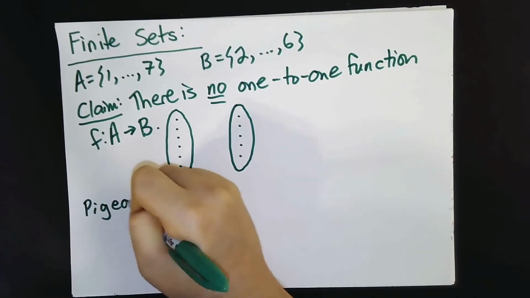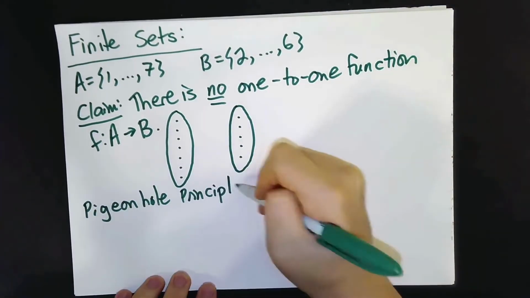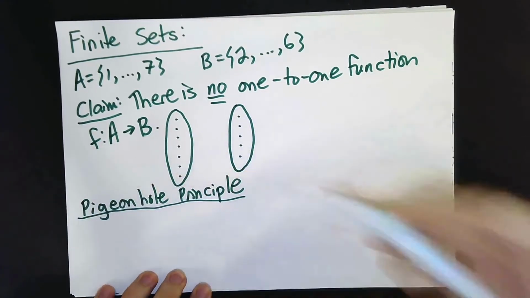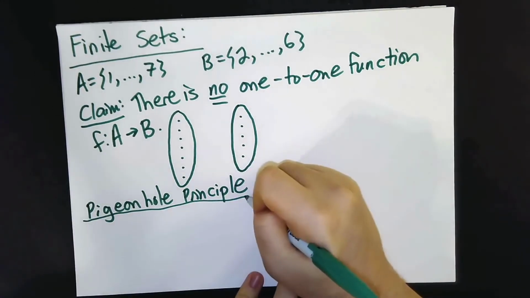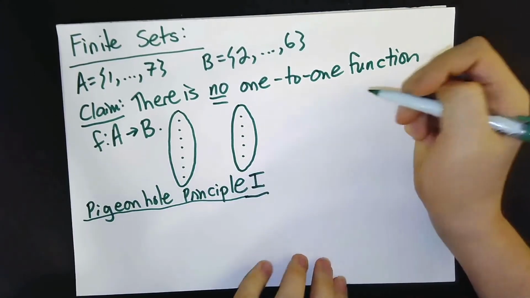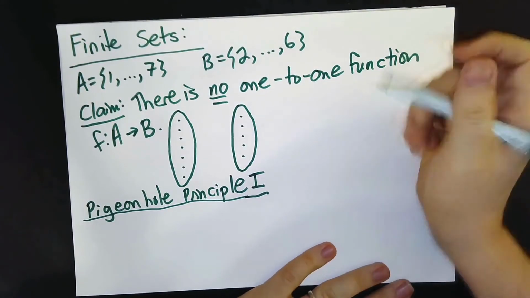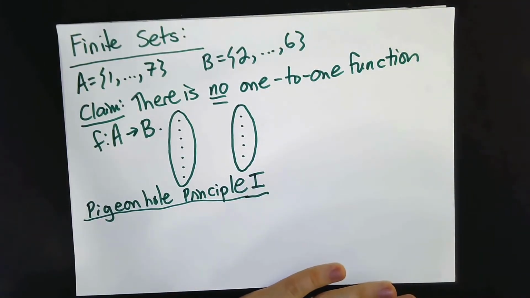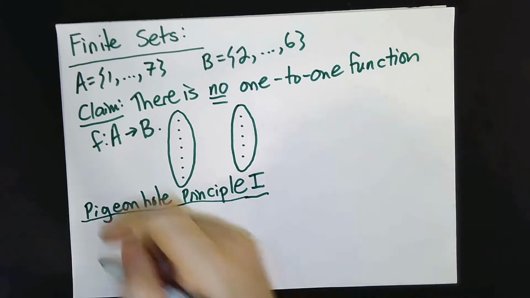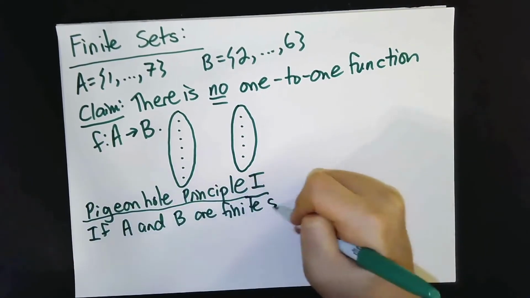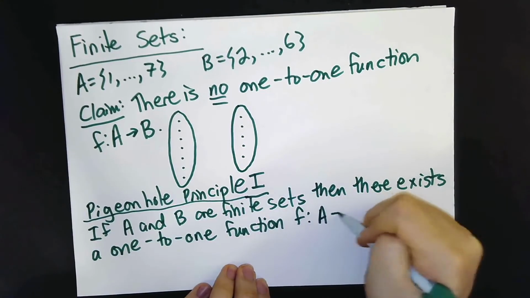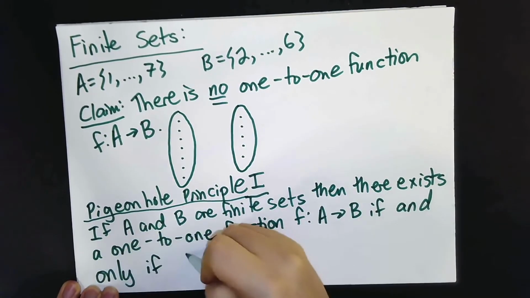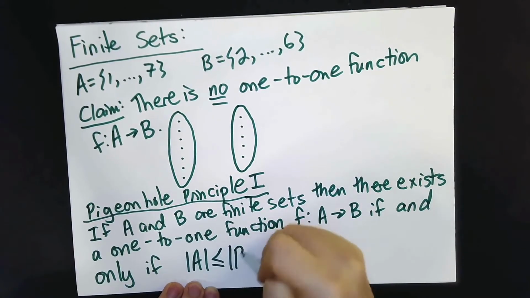And this observation is something called the Pigeonhole Principle. Now, as we continue our discussion about functions, there are going to be a lot of pigeonhole principles. So I will call this the Pigeonhole Principle Part 1, and there's going to be 4 parts in total, but you don't need to remember the numbers, you just need to remember the content of what they say. So here's what the Pigeonhole Principle says, or at least one way of saying it, which is that if I start with 2 finite sets, then there exists a one-to-one function from the first set A to the second set B, if and only if the number of elements in A is less than or equal to the number of elements in B.